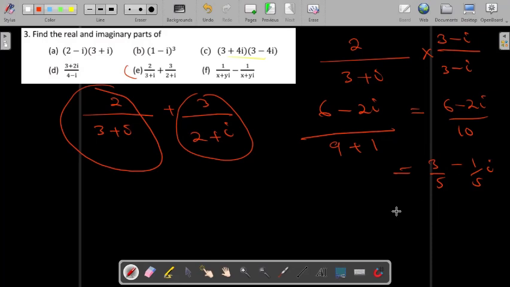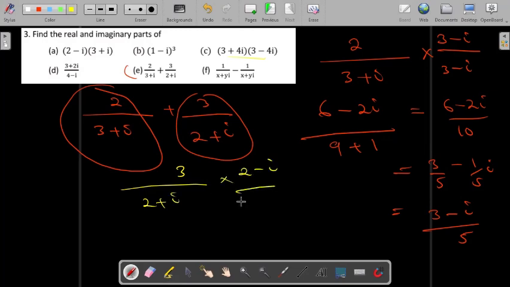And of course, because we're still working this out with the other one, it's handy to just leave it in this form. We'll come back to this one. Let's do the second one. I'll do it in yellow. So it's 3 over 2 plus i. Then we do the conjugate like that. Then down there, you get 2 minus i.